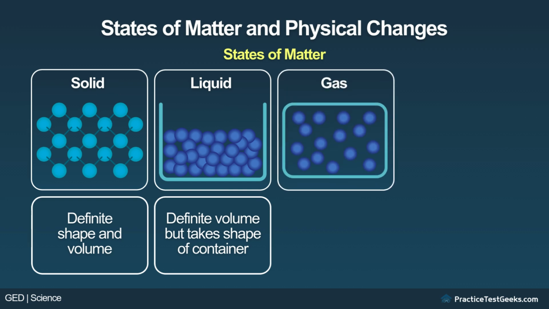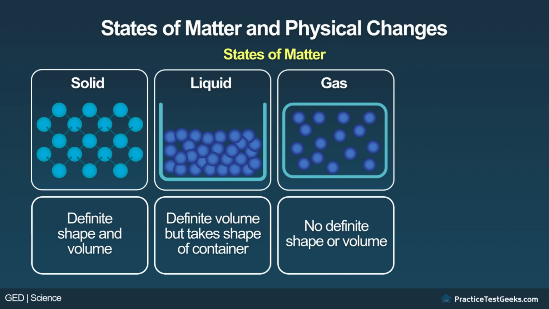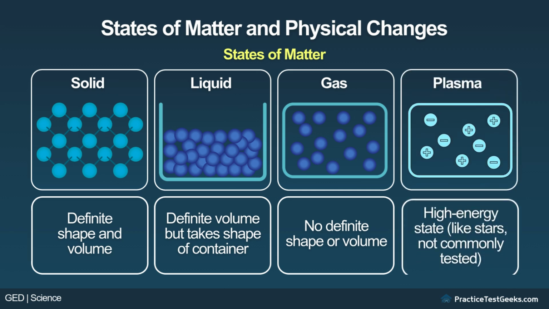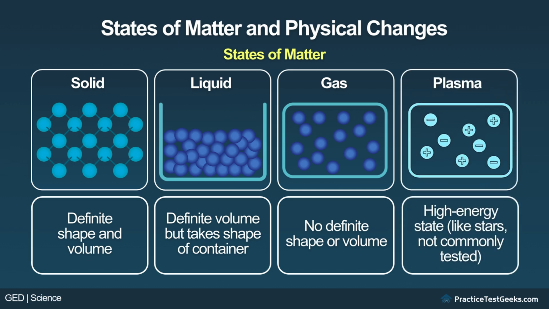Gas. This state has neither a definite shape nor a definite volume. It spreads out to fill any space. Plasma. This is a high-energy state found in stars and lightning. While it exists in nature, it's not commonly tested on the GED.